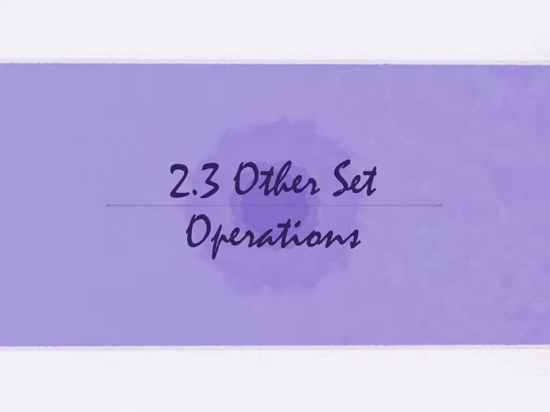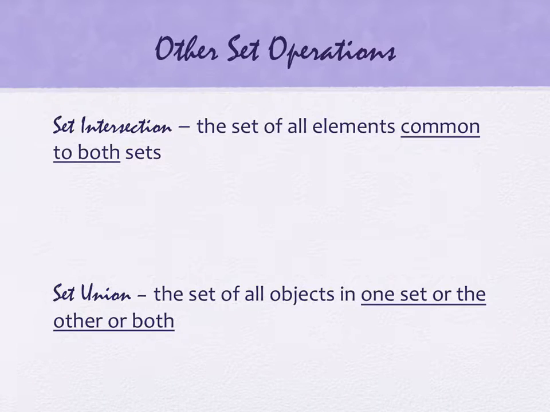All right, 2.3 is other set operations. We're going to take a look at, I think, four set operations, maybe not all today, but in this section anyway. The first set operation is set intersection, the set of elements that are common to both sets. It's exactly what we mean when we talk about the intersection of two lines, where they cross, like the intersection of Kickapoo and MacArthur out here. The intersection is where they cross.